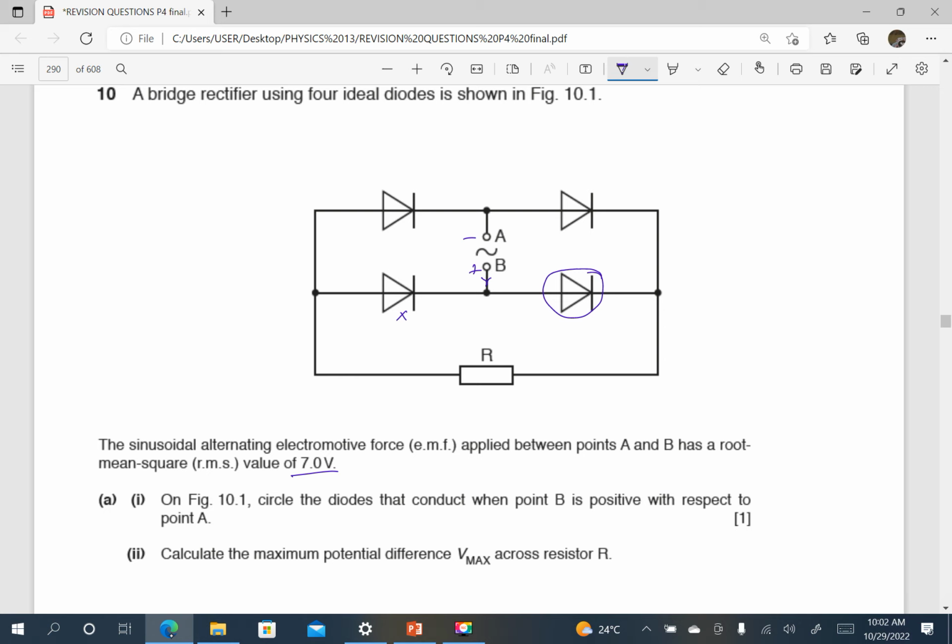So this diode cannot conduct because it is the other way around. So current will take this other route, and it will come back to this one. When this one conducts, current is like this. It can't take this route because the diode is the other way around, so it will take the other route. It cannot come back again to high potential, so it will come back to this until it comes to lower potential. So it is that one and this one. They say circle the diodes, so it is this diode here and the other one.